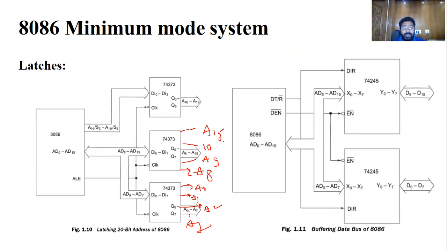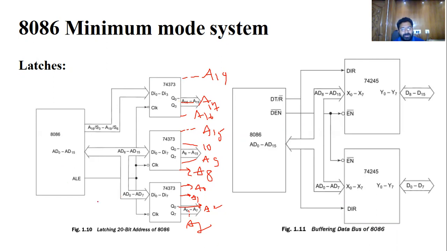You know this address bus is 20 bits. So here this one is A16, then A17, and so on, up to A19. So these are the 20-bit address. What about the remaining 4 bits? These are in the inactive state, so you need not worry about that one.